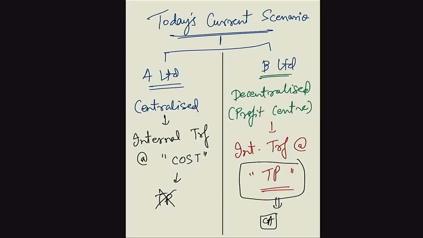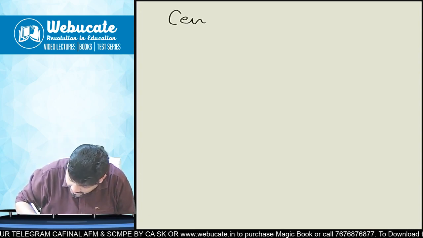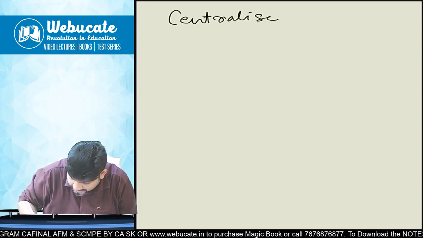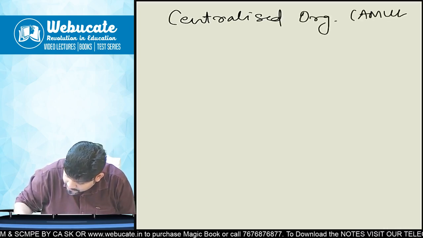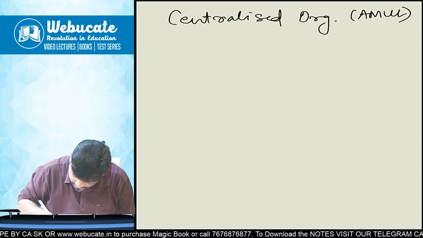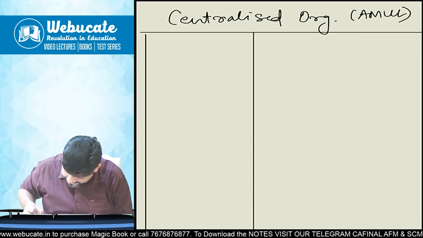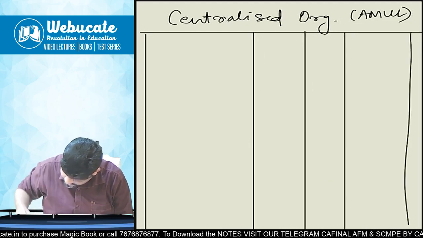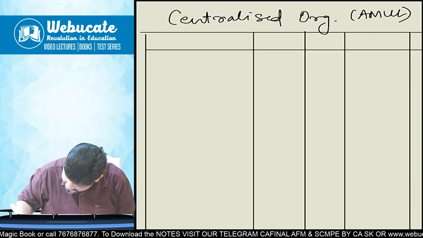Because now we are going to start with the real transfer pricing. So in short, suppose if there is a centralized organization structure at Amul. We will continue with our example of Amul. Okay, guys. So suppose if there is a centralized organization structure at Amul. Then what will happen?